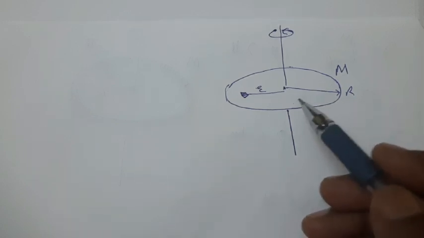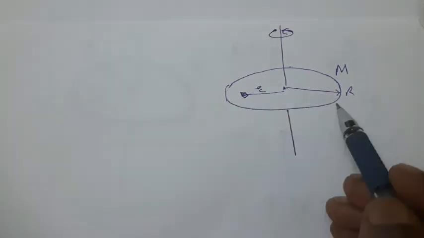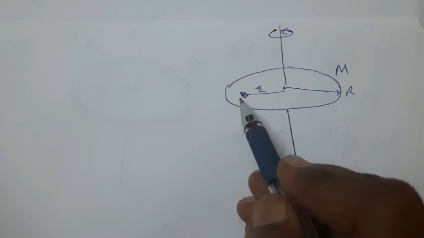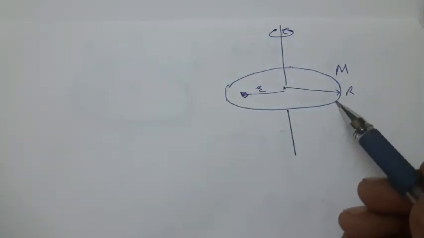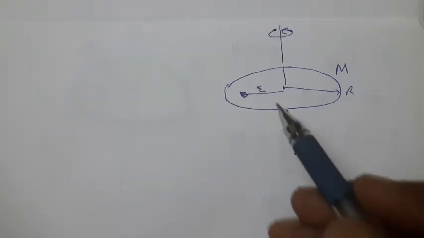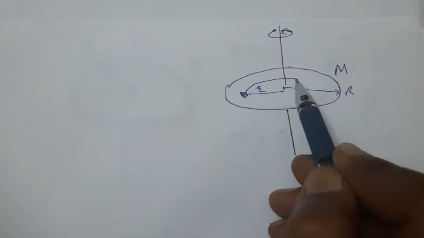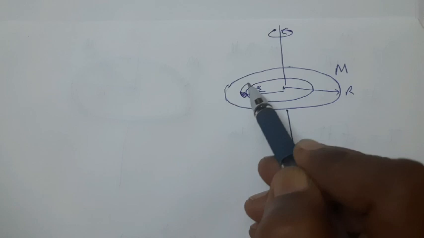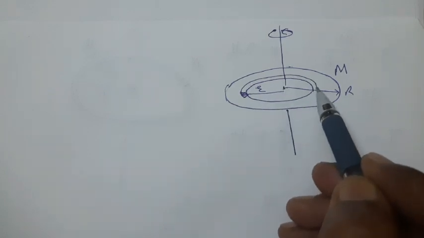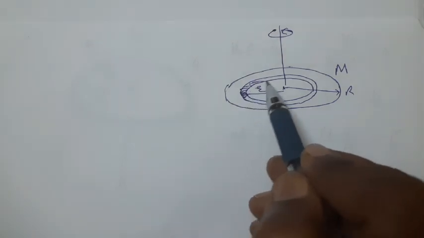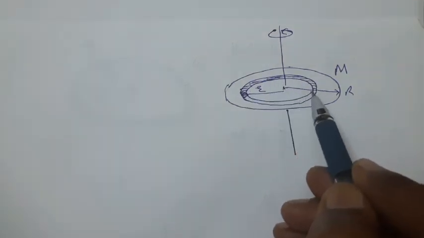The other technique is that instead of dividing the system into small elements, we shall divide it into elements whose moment of inertia is known to us. That means it may be the object in the previous case. Now here we are aware about the moment of inertia of a ring. Just in the last video we have determined the expression for moment of inertia of a ring of radius r, and therefore what I will do? I will divide this disk into number of rings.